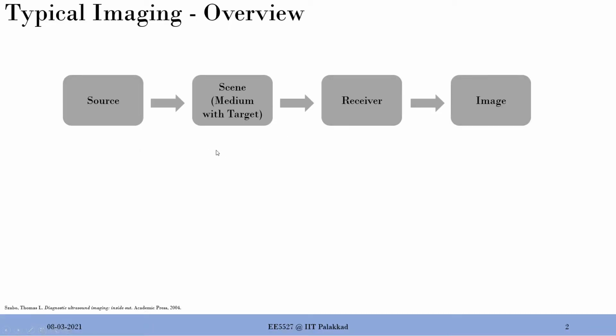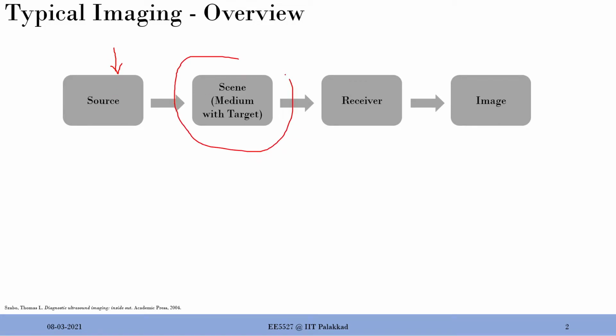So this is a typical imaging pipeline, very generic, and I would like to highlight some very important points here. We need a source of disturbance, a source of wave. As I discussed, this can be an X-ray source, a gamma ray source, an infrared source, a microwave source, or a sound source. Some source should create that wave disturbance in the medium.